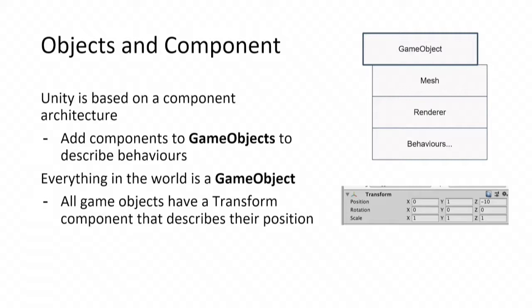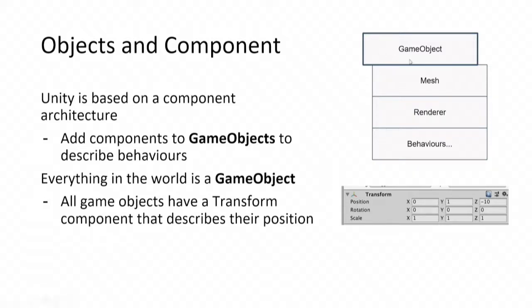But what people quickly figured out is that sometimes you want multiple game objects to share behaviors, but they're actually different classes of objects. And the way you get around that is by using a component architecture. So in a component architecture, we have game objects within the scene, and we add components to those game objects that describe behaviors that we want to add to those objects.